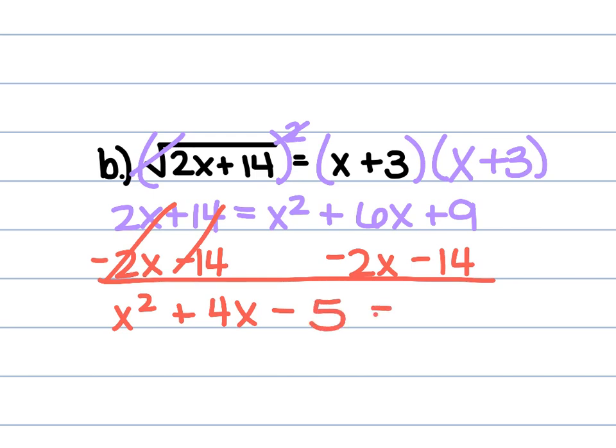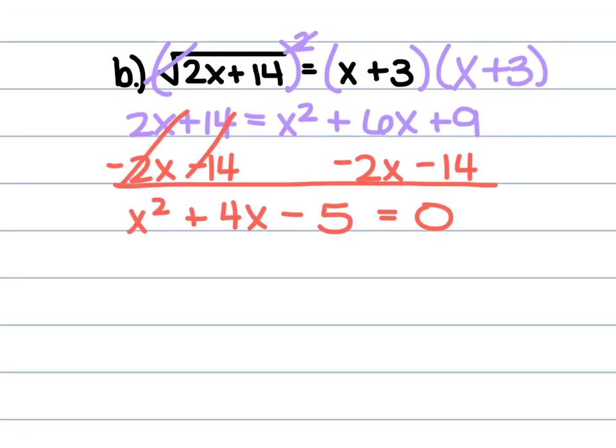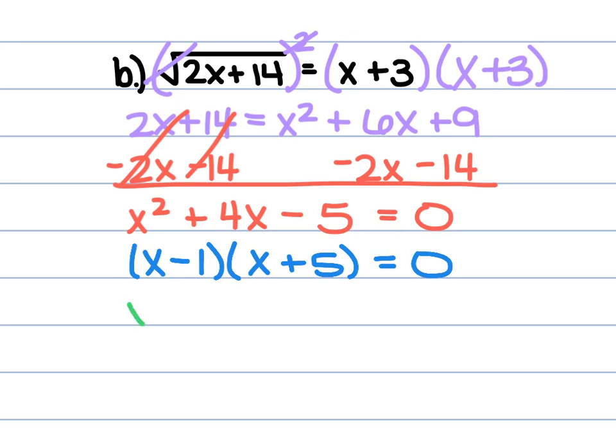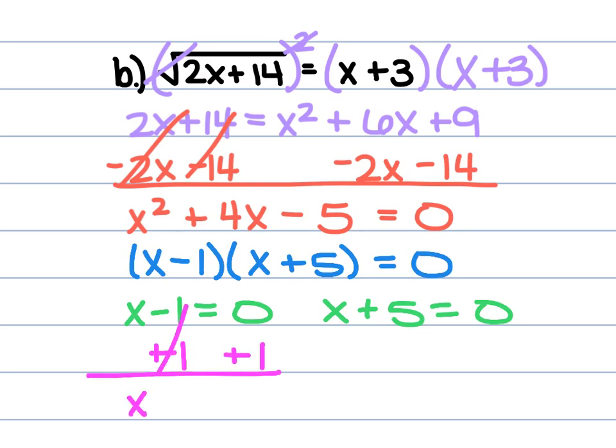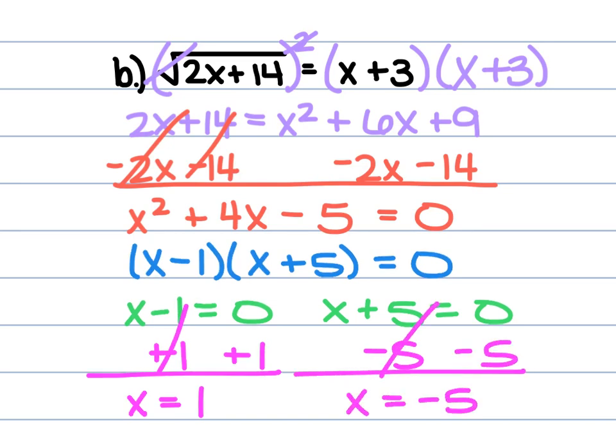Negative 5 is equal to 0. So now your factors of negative 5 that add up to 4 are x minus 1 times x plus 5 is equal to 0. So set both of them equal to 0. So x minus 1 is equal to 0. X plus 5 is equal to 0. Solve for x. Add the 1. X is equal to 1. Subtract the 5. X is equal to negative 5.